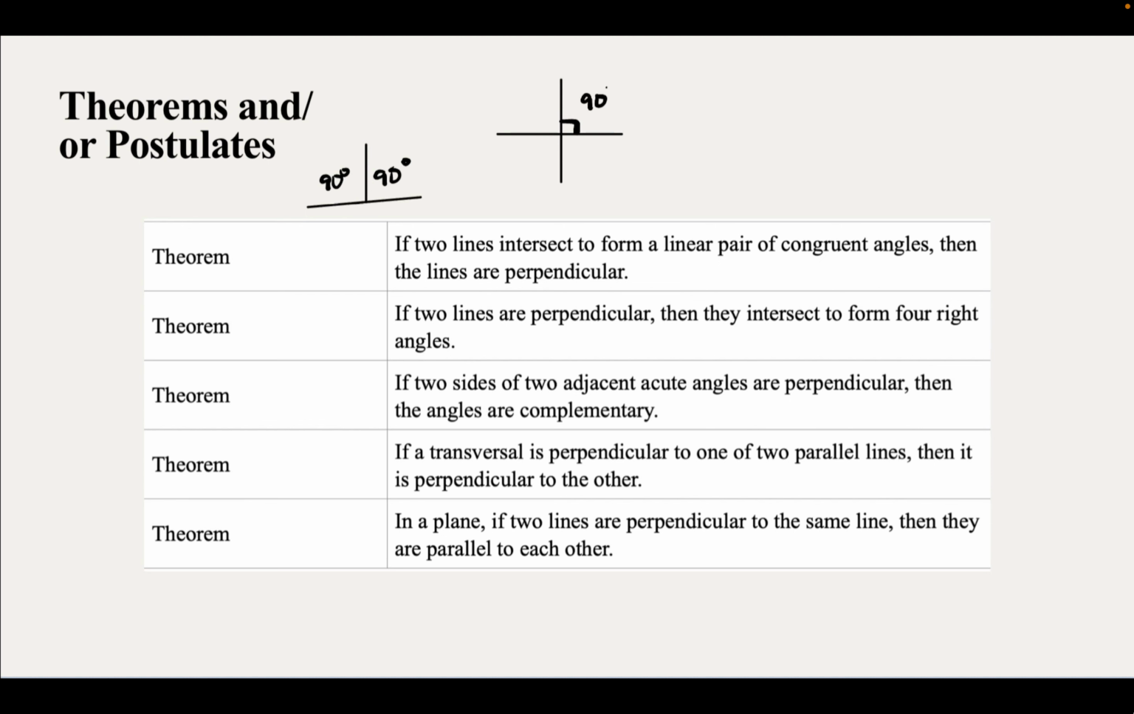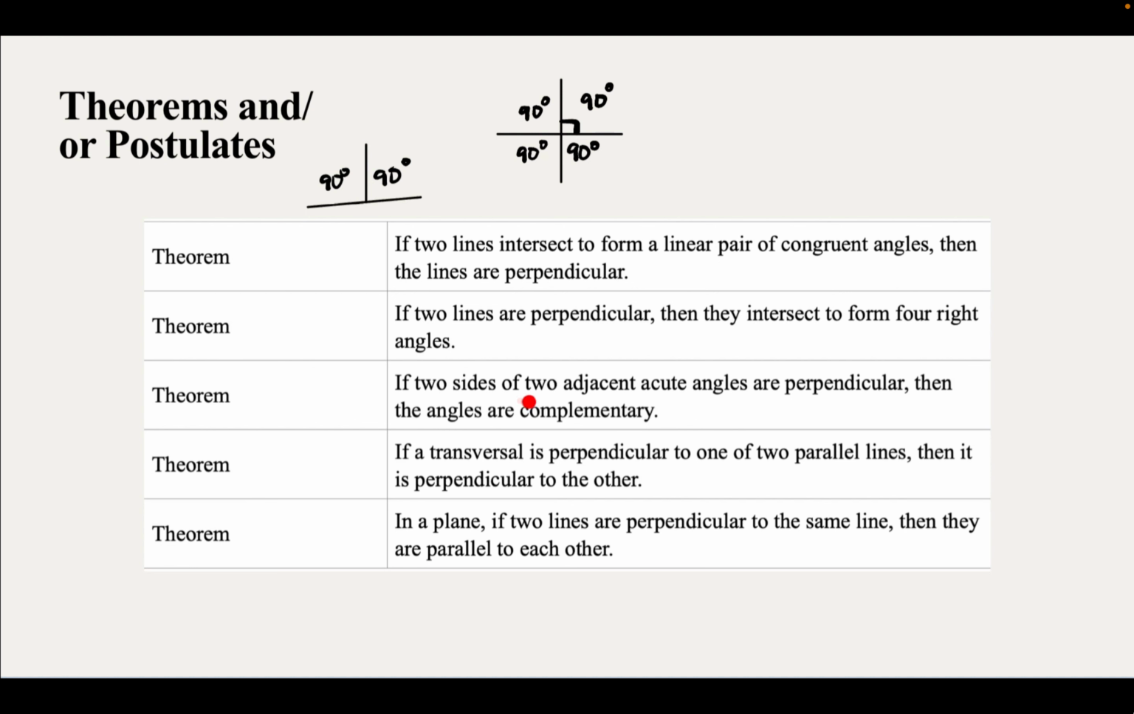Well, if this is 90 degrees, then this is 90 degrees because they're vertical angles. And this is 90 degrees because those form a linear pair. And this is also 90 degrees for many reasons. Vertical angles, linear pair, all of those angles have to be 90 degrees.